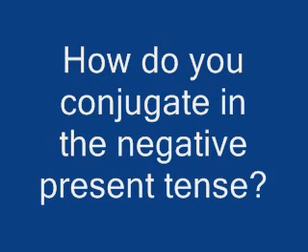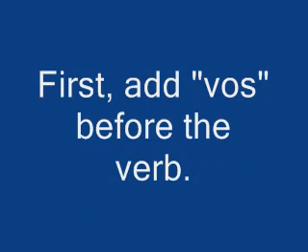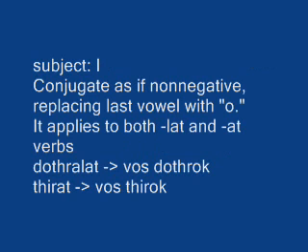How do you conjugate it in the negative present tense? Let me show you this. First, you add vos before the verb. If the subject is I, conjugate the verb as you would have if it were non-negative, and then replace the last vowel with O. This applies to both LAT and AT verbs. So dothralat would become vos dothrok, thirat would become vos thirok.